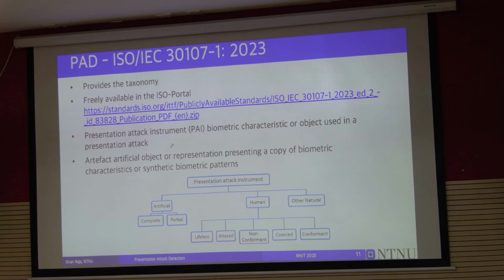Now, there is this freely available taxonomy slides, which is on this particular link. You can download it when you get the slides. In this case, what it defines is that a presentation attack instrument is a biometric characteristic or an object used in a presentation attack. Why do we say presentation attack instrument? The instrument can be different kinds of instruments, right? It can be paper, it can be an iPad, it can be something else, and so on. And then within that, you have a lot of species which they define here.